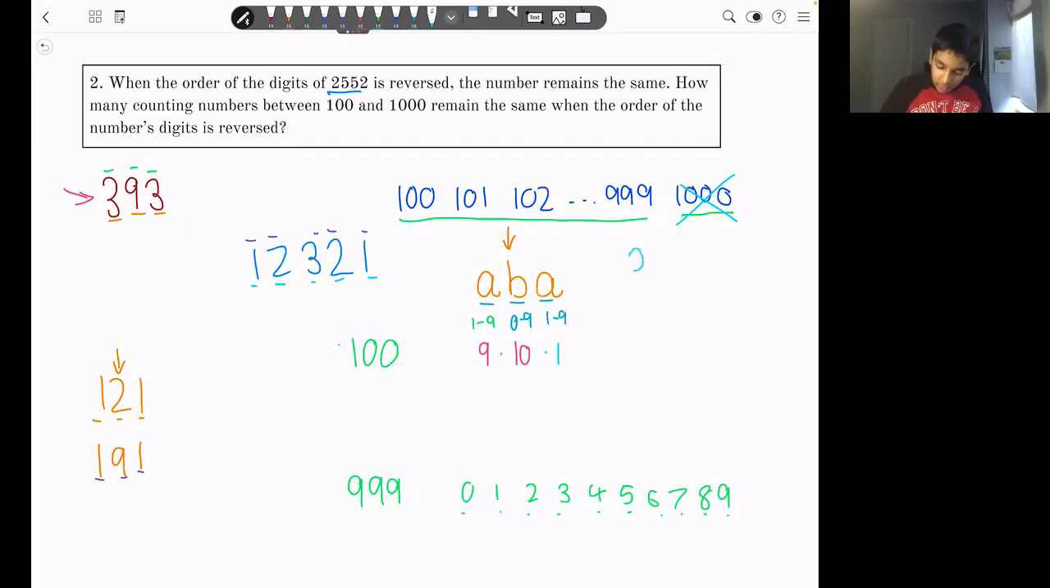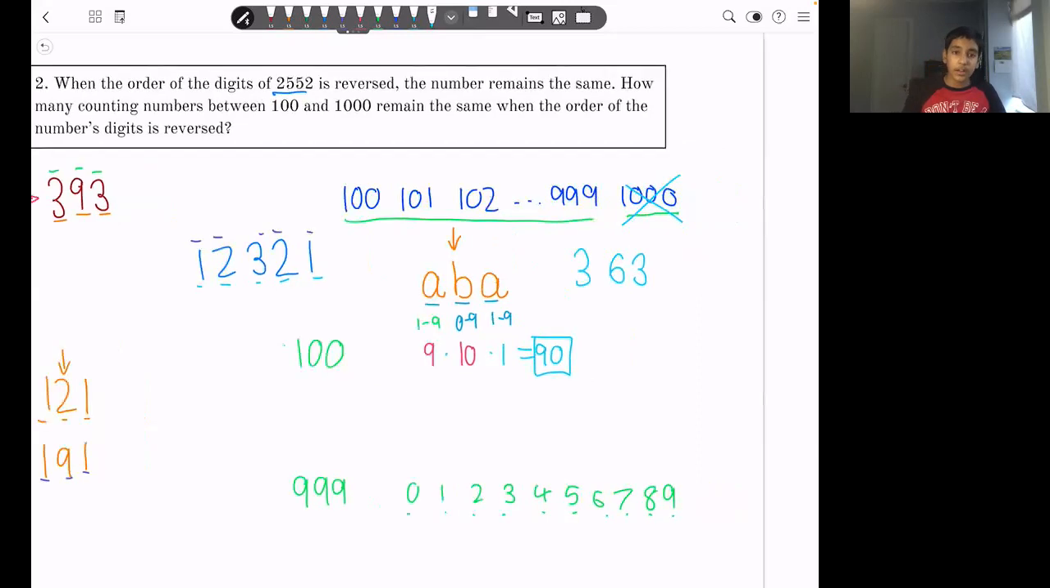So if we choose A to be 3 and let's say B to be 6, then the last digit has to be 3 again. So the answer is 90. Any questions? Let's move on now.